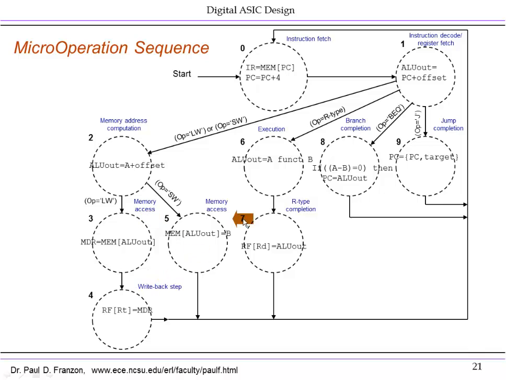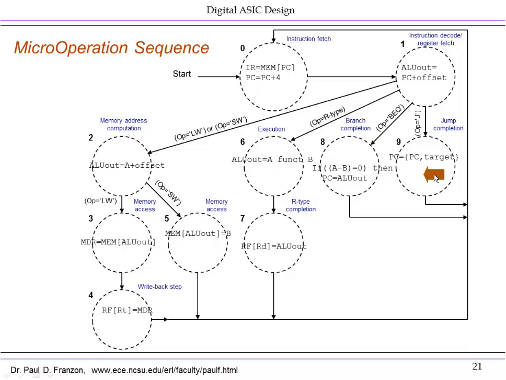Load word and store word, calculate the address, read or write the data. ALU operations, do the ALU operation, write it back to the register file. Branch, work out if we're going to take the branch or not, modify the PC if we are. Jump, modify the PC.